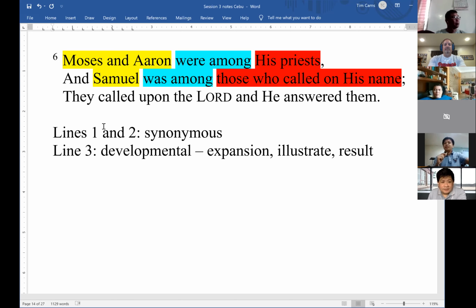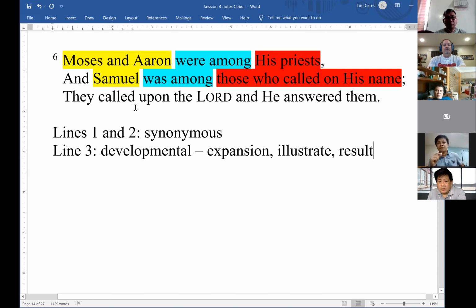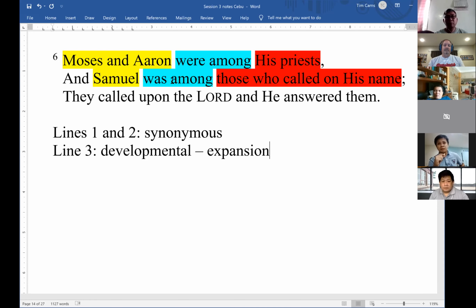Let's think about this. They were among those who called on his name. They called upon the Lord, so that's just restating that. But then notice it adds this, doesn't it? And he answered them. I think it's expansion, just adding on the idea. Moses and Aaron and Samuel called on his name, and then the third line says he answered. So that's adding more information.